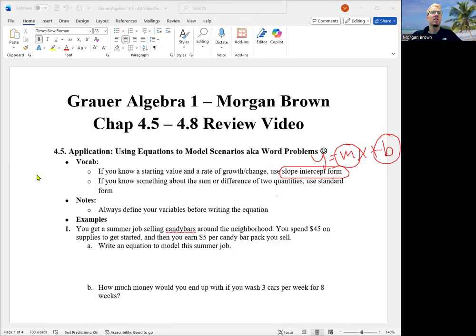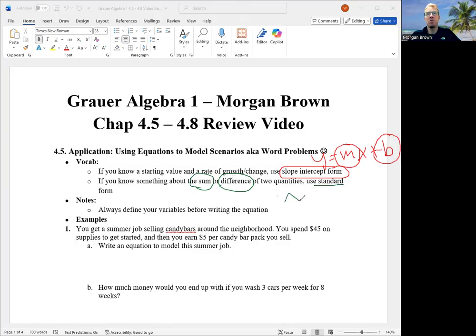On the other hand, some problems will instead tell you a sum or a difference. They'll say, like, you've got some of these and some of those, like 5 apples plus 10 bananas, or I mow 6 yards and do a paper route. It's some of this and some of this, and when you combine those together, you get a total. It could be a total amount of hours worked, a total amount of money, or a total amount of items. But in general, if it's some of these and some of these combined together to give us a total, then you're going to use standard form.